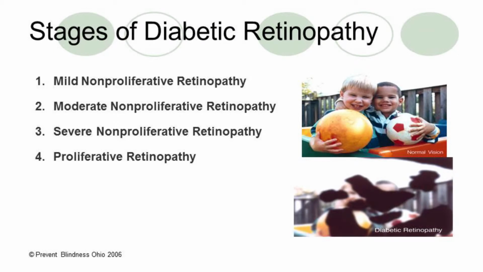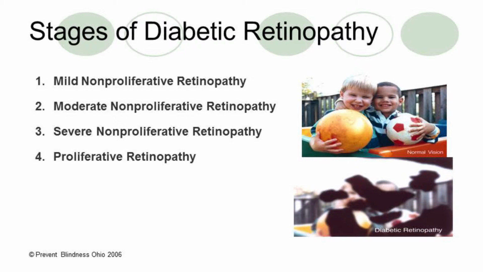Diabetic retinopathy has 4 stages. The first stage is called mild non-proliferative retinopathy. In this stage, microaneurysms occur. These are small areas of balloon-like swelling in the retina's tiny blood vessels.